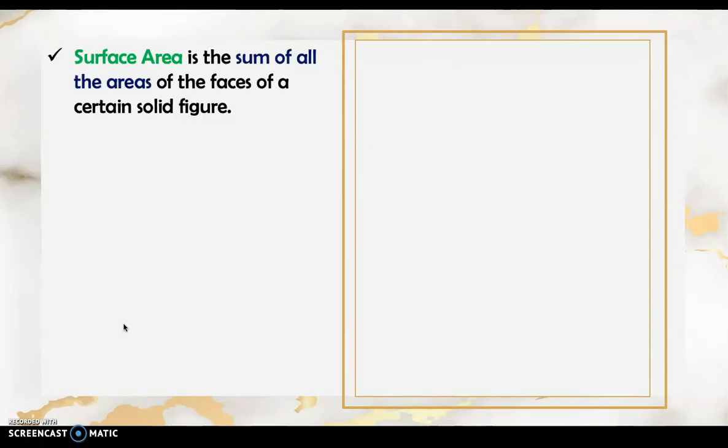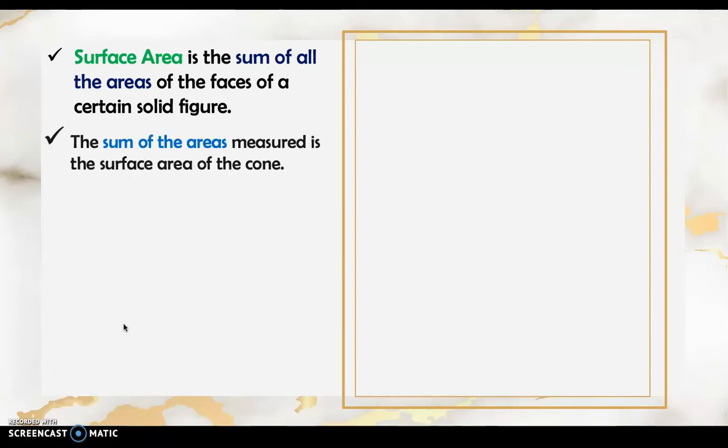Now again, surface area is the sum of all the areas of the faces of a certain solid figure, and the sum of the areas measured is the surface area of any solid figure or the cone. So we have here an example. Find the surface area of a cone with a slant height of 8 centimeters and the radius of the base is 4 centimeters.